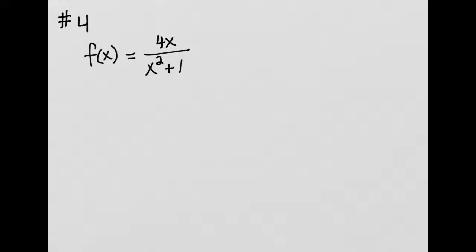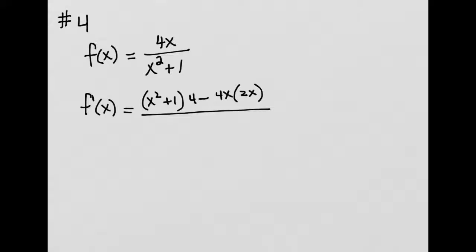In this problem, we want to find the relative extrema for the function f of x. I'll start by finding the first derivative, and we'll use the quotient rule, so that's the denominator, times the derivative of the numerator, which is 4, minus the numerator, times the derivative of the denominator, which is 2x, and then that's all over the denominator squared.